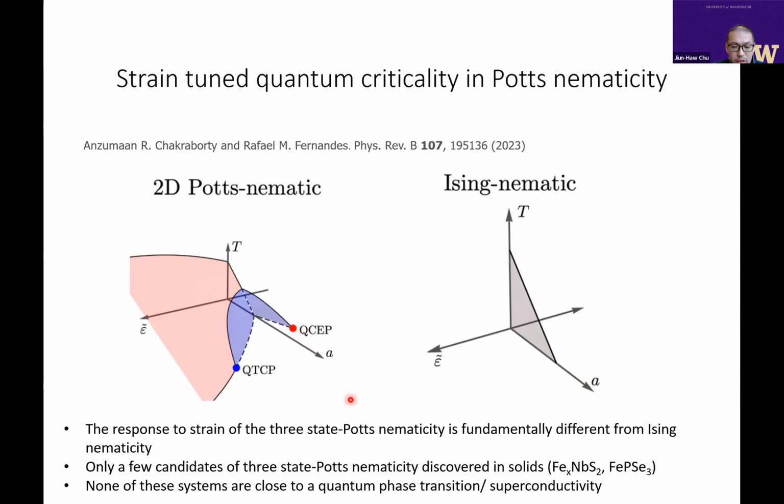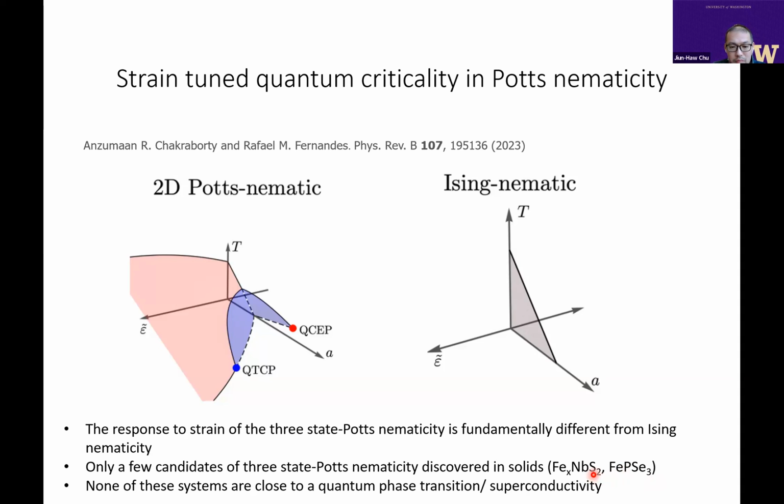And at this point, there are only a few candidates for three-state Potts nematicity, such as the iron-intercalated niobium sulfide. This was studied by Joe Ornstein's group and James Analytis's group in Berkeley. And there's also some recent study by us with Xiaodong and also Liang Wu's group on this transition metal phosphorus selenide. So they all show some behavior that is consistent with the three-state Potts nematicity.